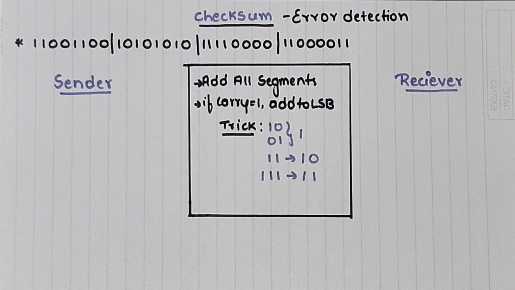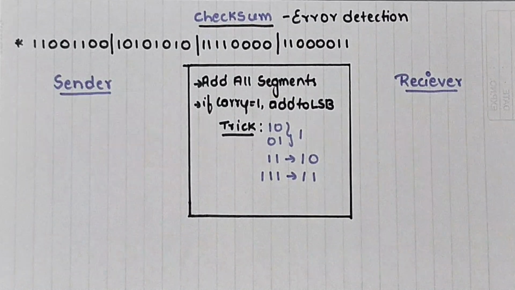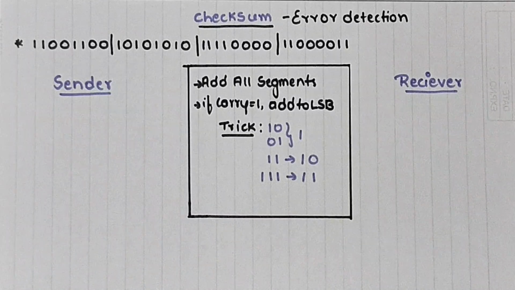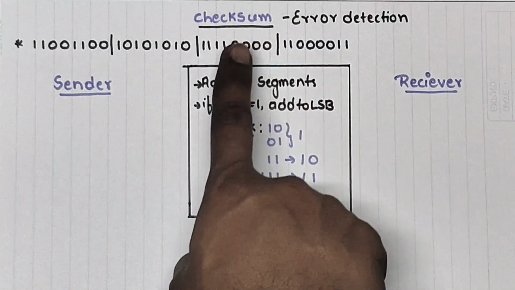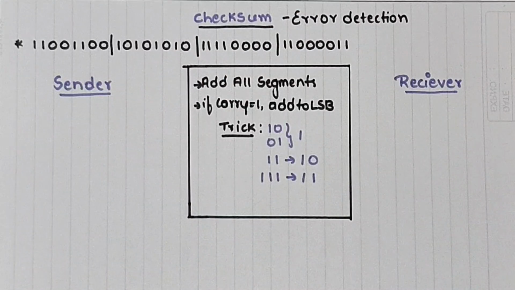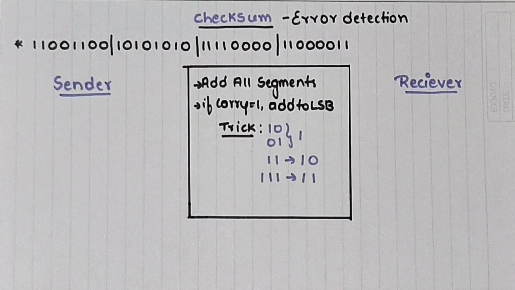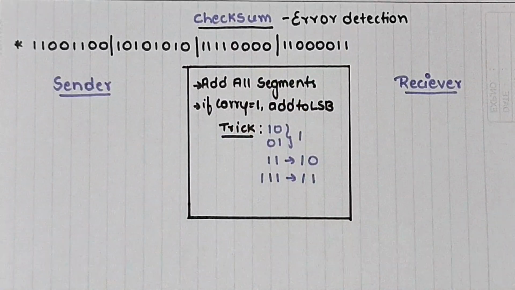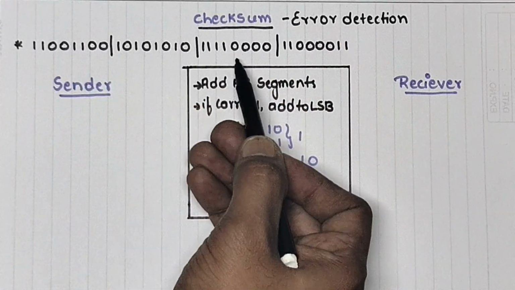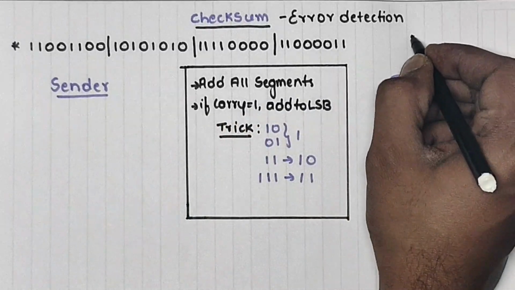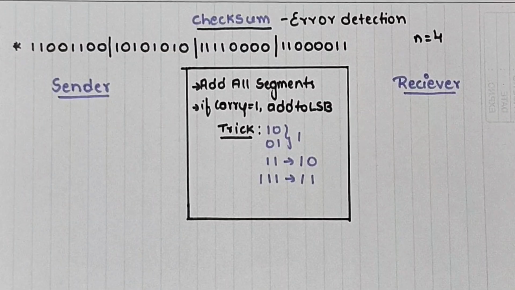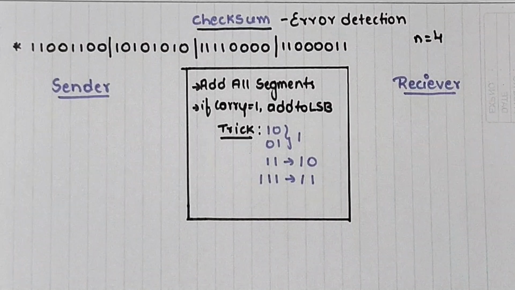Hello everyone, in this video let's discuss how to solve the checksum related problem in computer networks very easily. This checksum is used for error detection, and to solve this problem, we have different frames. Here we have 1, 2, 3, 4, so a total of 4 frames are there, and in each frame there will be a fixed number of bits.